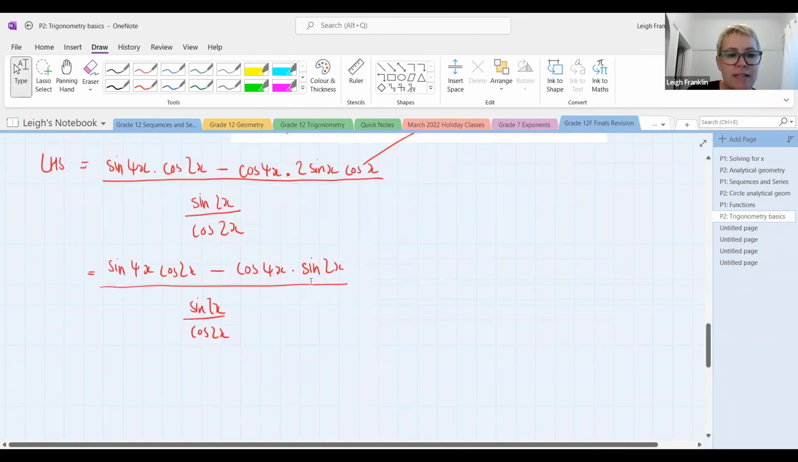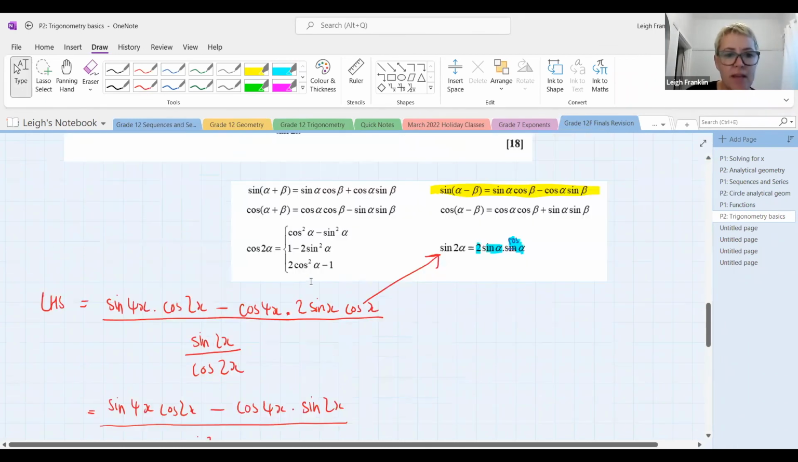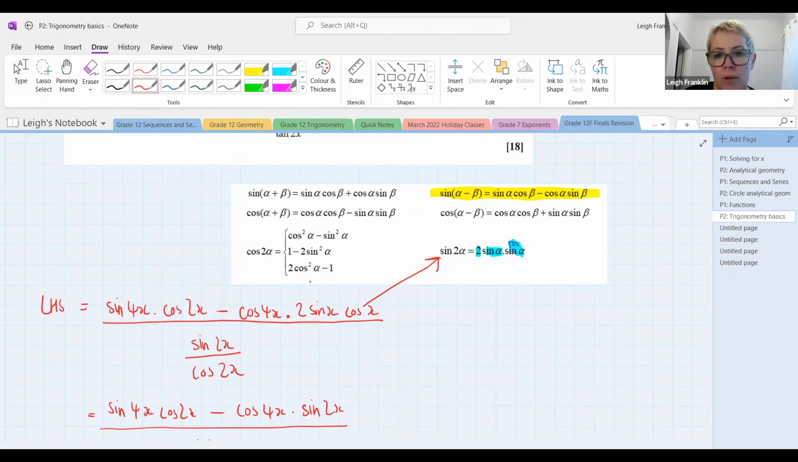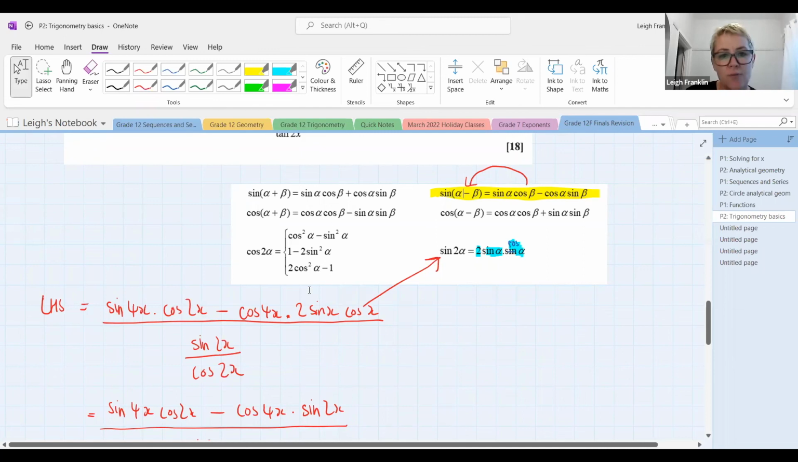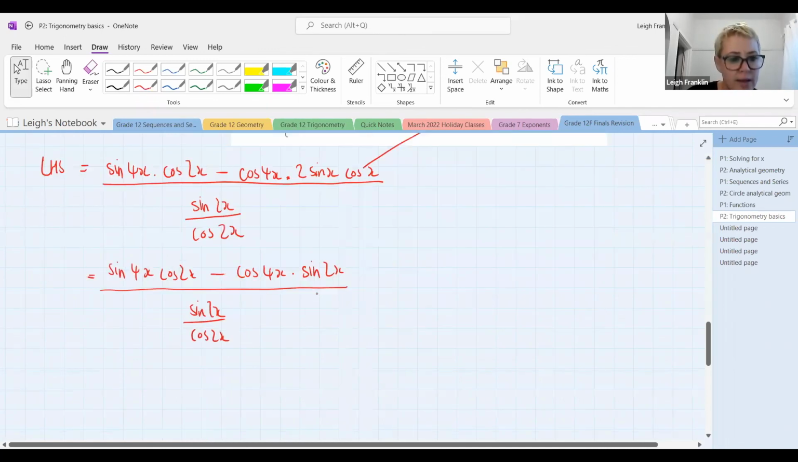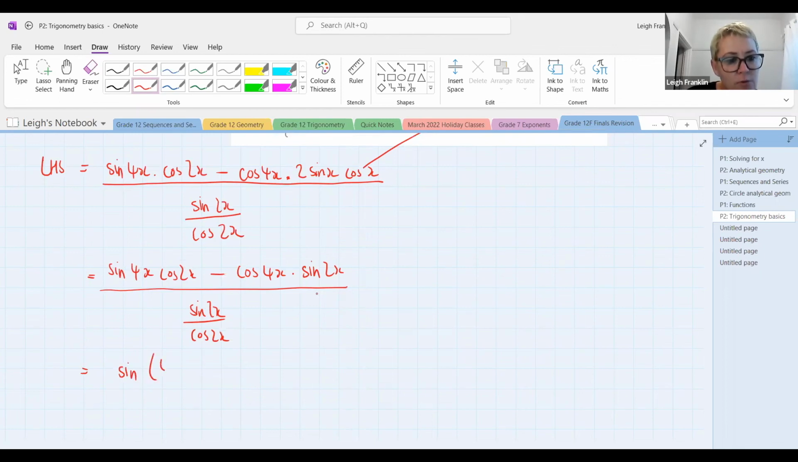Now that we can identify what we have here in the numerator on our formula sheet, we are now ready to do the reversal of the expansion. So this would be sine 4x minus 2x. So we would use our formula and write sine 4x minus 2x.